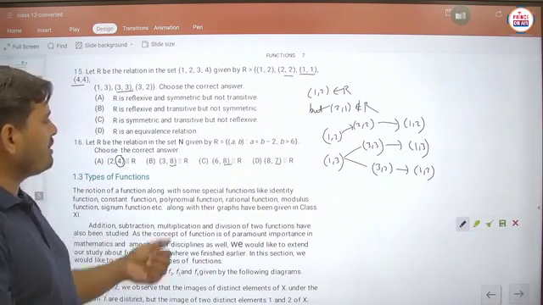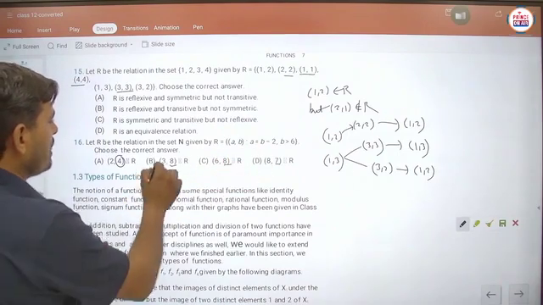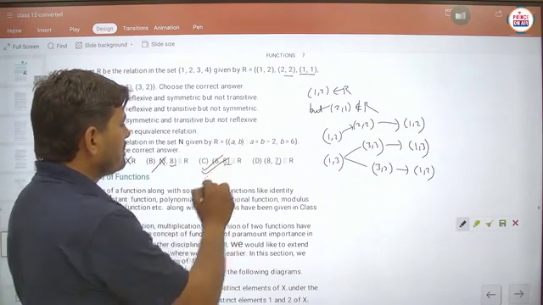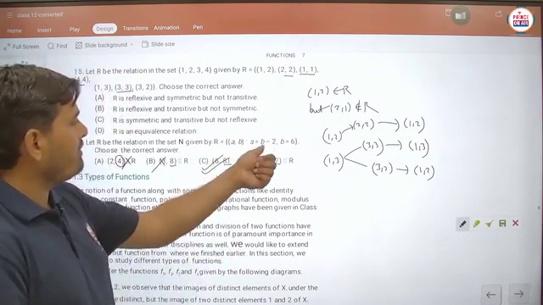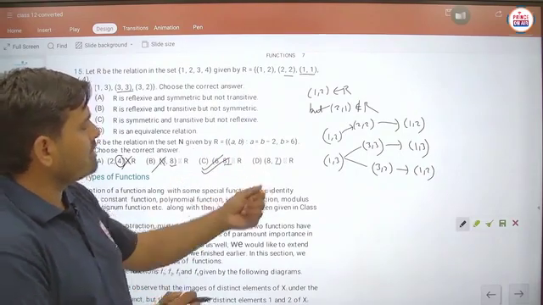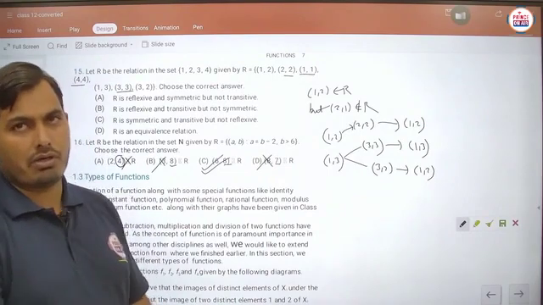We write the value of b as 8, then 8 minus 2 is 6, so (a, b) is (6, 8). The other options are not correct and do not satisfy the condition. So option B is correct in the given question. Is it clear?